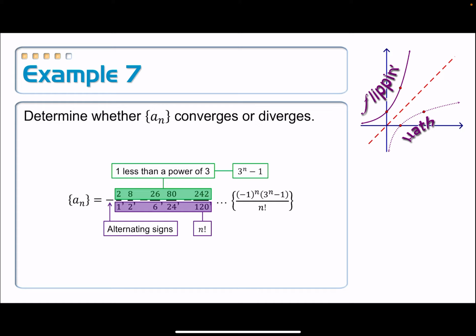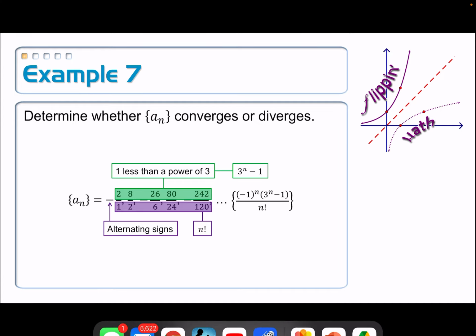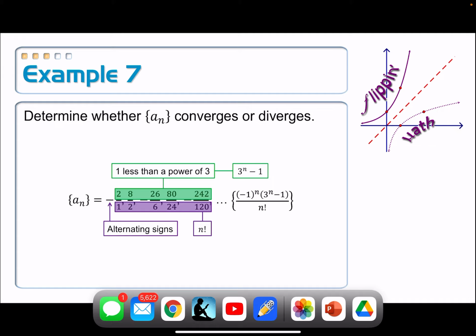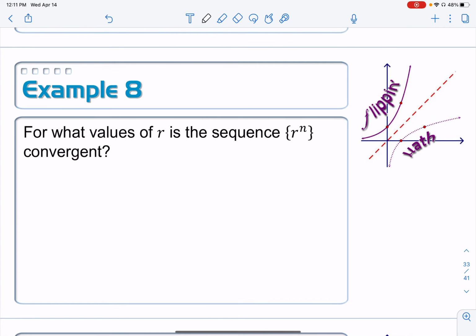So -1 to the nth, and then multiply that times 3 to the n minus 1, and then divide that whole thing by n factorial. Okay, so now I think that we are ready to determine whether or not this converges or diverges by taking the limit of this. Whoops, I'm on the wrong part. All right, let's add an extra page in here. Let's get this delightful blue color.